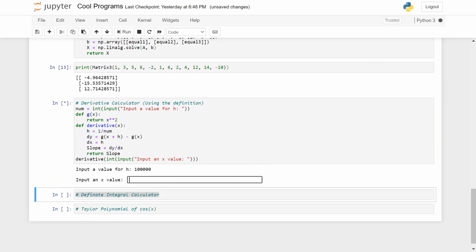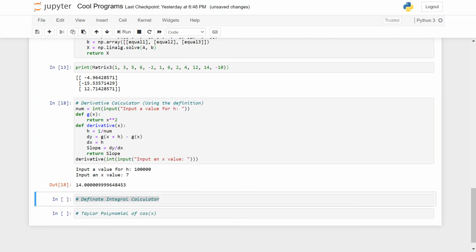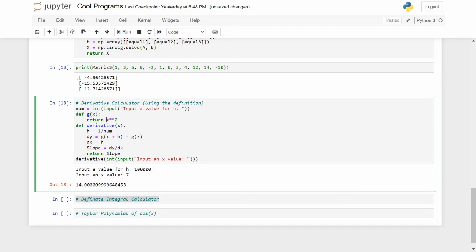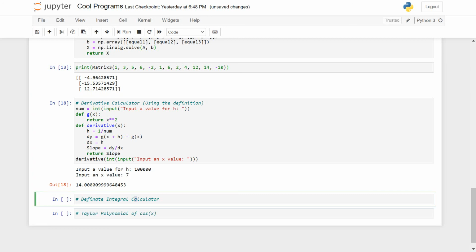Okay, I'll do maybe some arbitrary value, 7. And yep, it's close to 14. Obviously the derivative of x squared is 2x. Use the power rule and plug in 7, we get 14. And well, pretty much I think that's pretty good for now.